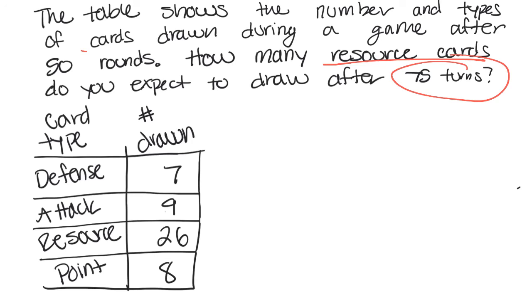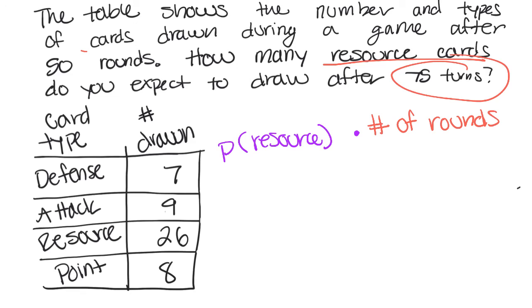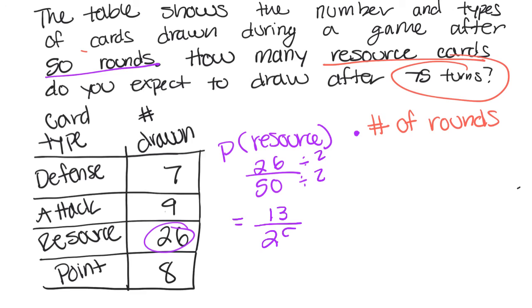So I take the probability of my resource times my number of turns. Or in this case, we're calling them rounds. Okay, so my resource was 26 out of 50 rounds. I'm going to go ahead and reduce that. I can divide both of those by 2. Gives me 13 out of 25. That will just make it a little easier.